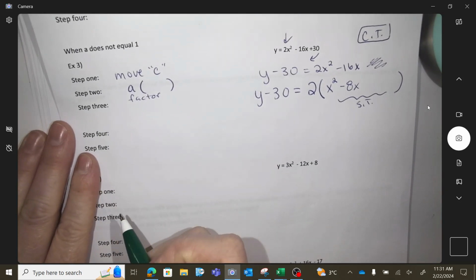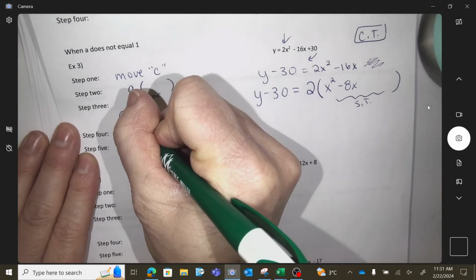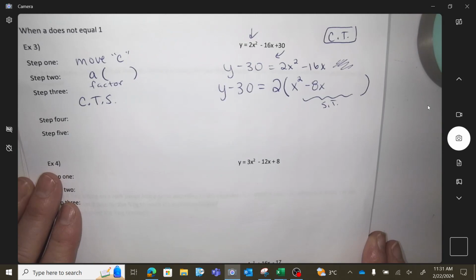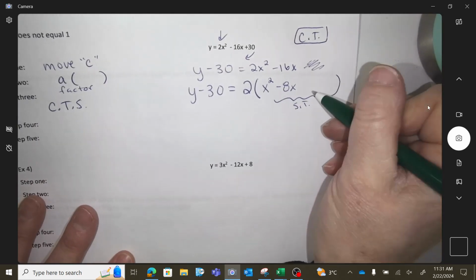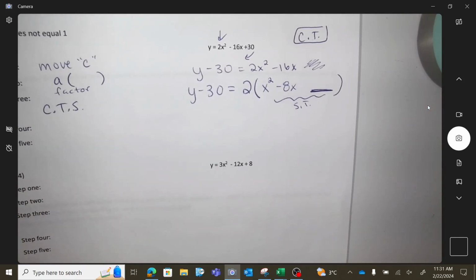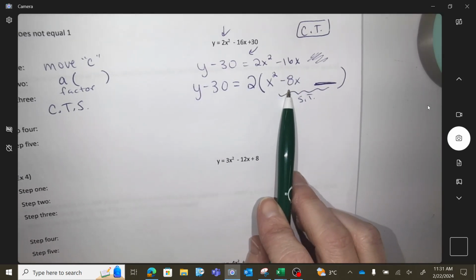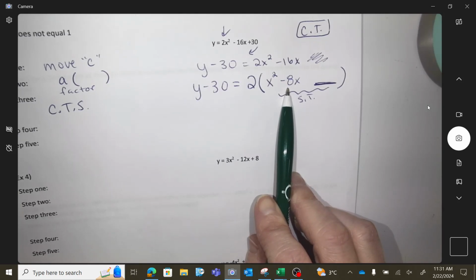Okay, the rest of the steps are the same. So step 3 is complete the square. Step 3, complete the square. Blank. End your simple trinomial. So I'm looking at this now. I'm not looking at 16. I'm looking at the 8 part. Half squared.